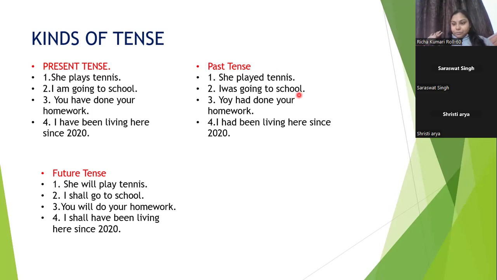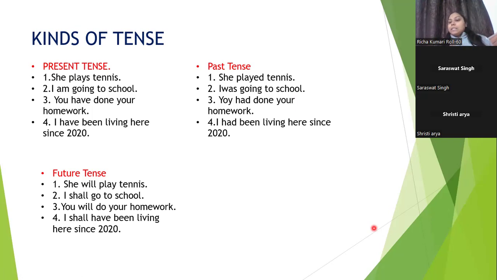Right? Yes, ma'am. Now, the third sentence we have written here is, sorry, again the spelling of you is wrong: You had done your homework. तुम अपना होमवर्क कर चुके थे. ठीक है? Yes, ma'am. And the fourth one, I had been living here since 2020. Now, Shaswat will tell me the Hindi of this sentence. मैं यहाँ 2020 से रह रहा था. ठीक है.